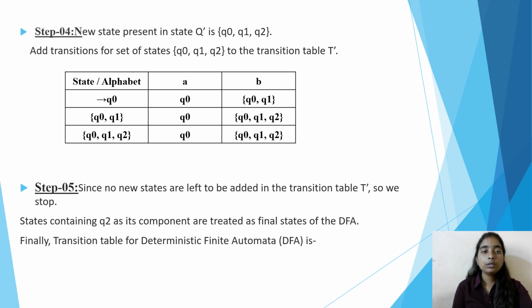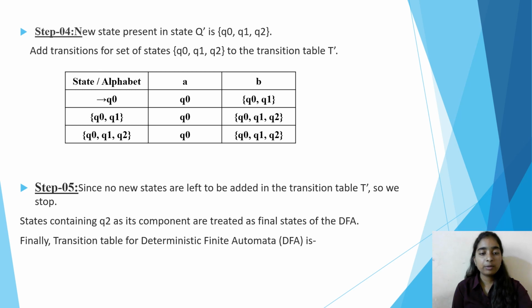In step 4, the new state present in Q' is Q0, Q1 and Q2. Add the transitions for the set of states Q0, Q1 and Q2 to the transition table T'. In this table, we have added Q0, Q1, Q2 as a state. Now, Q0, Q1, Q2 on A is only Q0, and Q0, Q1, Q2 on B is Q0, Q1 and Q2. In step 5, since no new states are left to be added to the transition table T', we stop. States containing Q2 as a component are treated as the final states of the DFA.